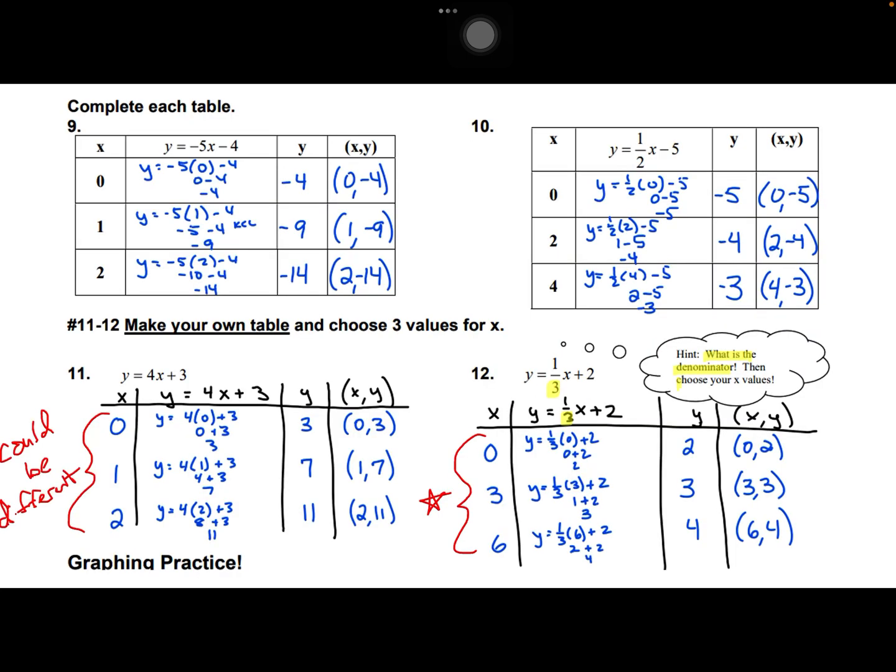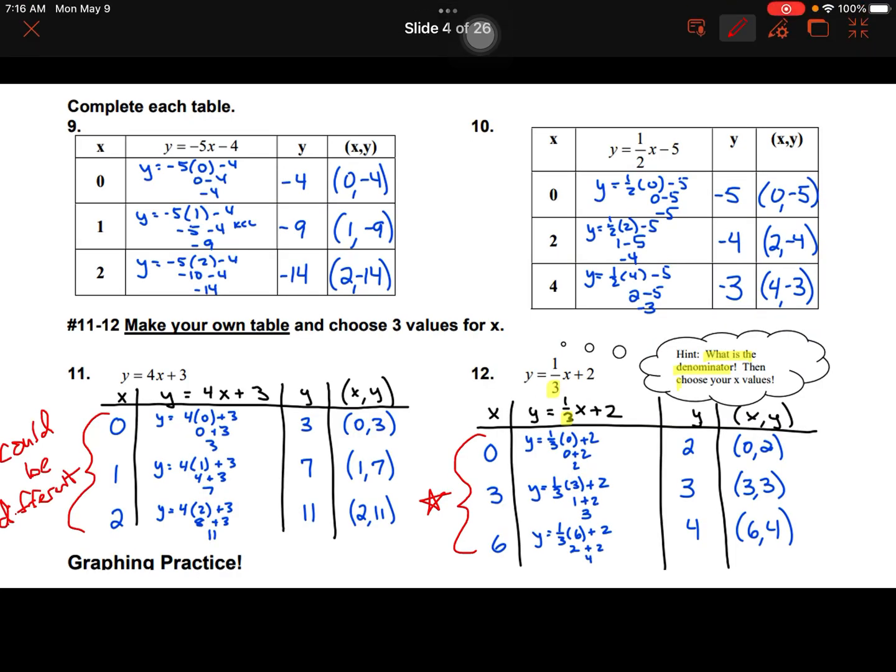So number 9, your solution should have been on the back, -4, -9, and -14. And then number 10, -5, -4, -3. You could choose on number 11, you had to make your own table, but the best choices are, notice the coefficient is 4, so you want to choose small numbers, and we always want to choose 0 because it's the easiest, and so I did 0, 1, and 2, so you get 3, 7, and 11.